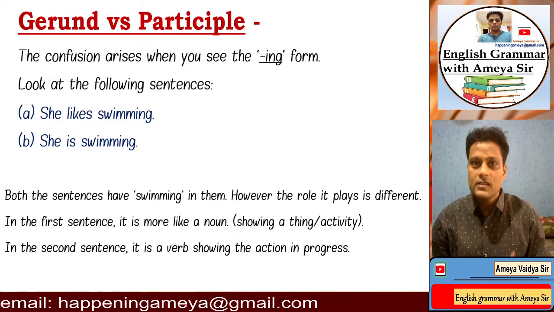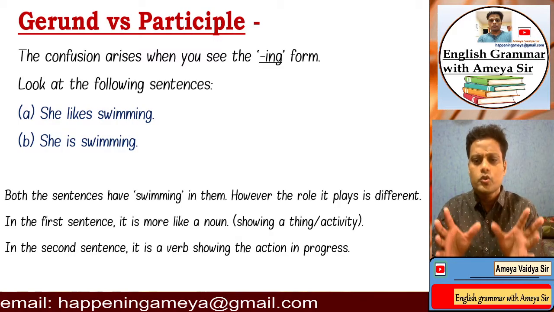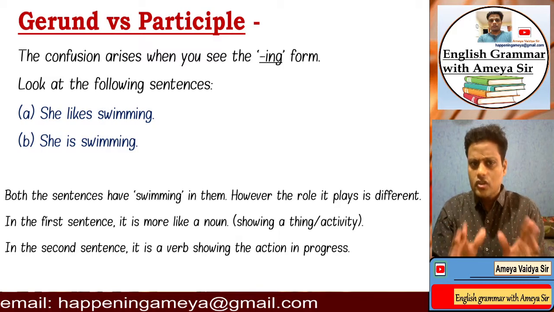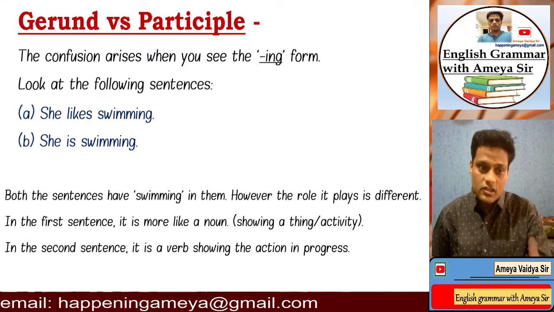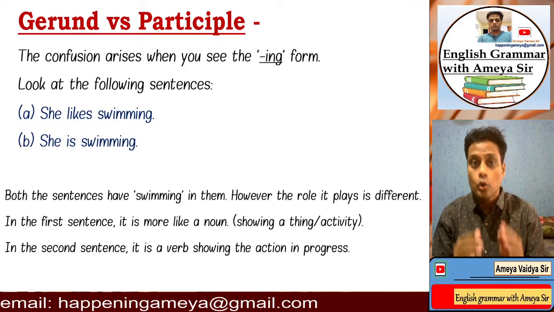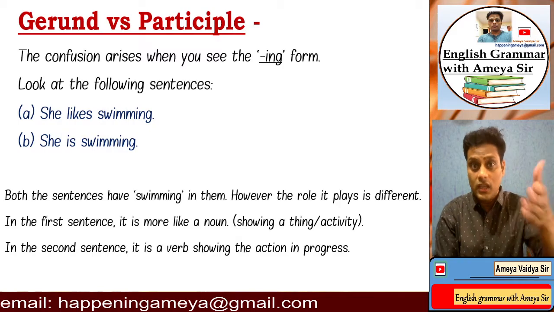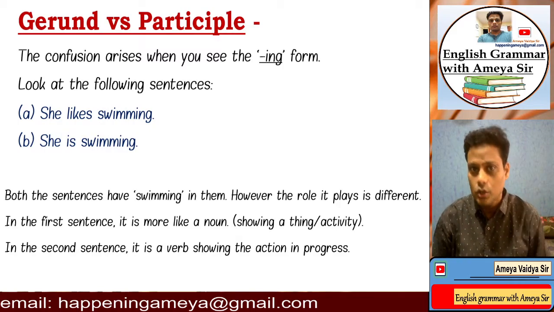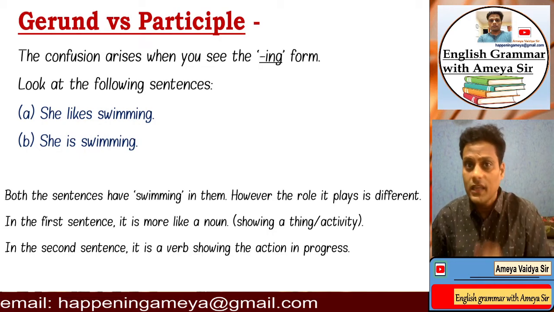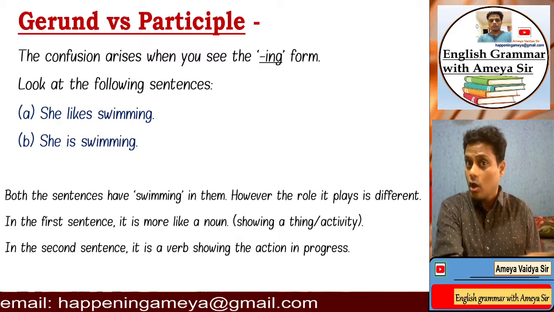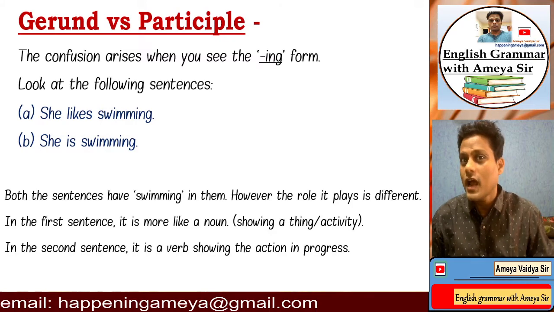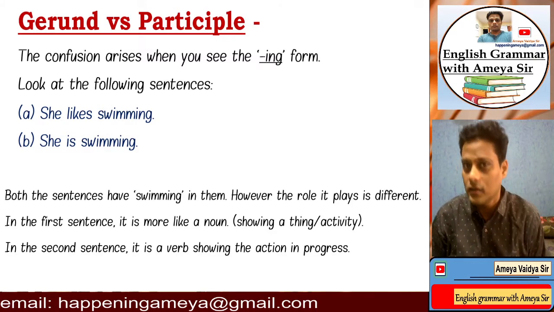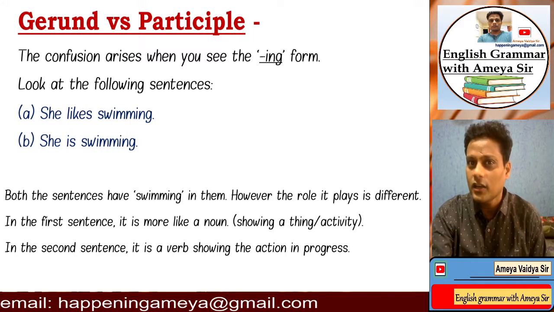The role it plays is different in both the sentences. So in the first sentence, it is more like a noun because swimming is an activity. It's just shown as an activity. She likes doing what? She likes swimming. But in the second one, it is a proper action, a verb showing action that is in progress. So this is present continuous tense or the present progressive tense. She is swimming, or even for that matter, she was swimming. So we are talking about some action that is in progress or that was in progress. Now you should understand it a little bit in detail.